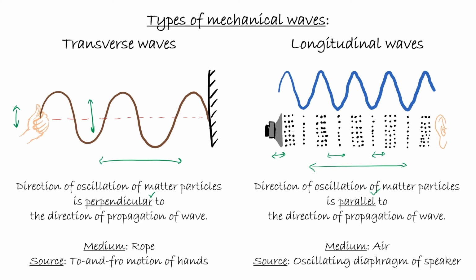Now, recall what we learned about mechanical waves. They need a medium. Can we find out what the media are in these examples? Of course we can. You see, the medium for the transverse wave in this example is the rope, whereas for the longitudinal wave, that is sound, is air. Note, however, that the medium for sound can also be water or any other liquid or even a solid through which sound can propagate. The source in these cases, if we look at them, are to and fro motion of hands for the transverse waves and oscillating diaphragm of the speaker for the longitudinal waves. In both cases, as you can see, they are oscillating objects or vibrating objects, just as we studied.